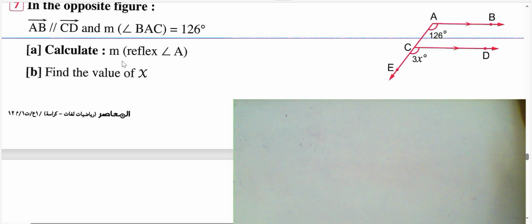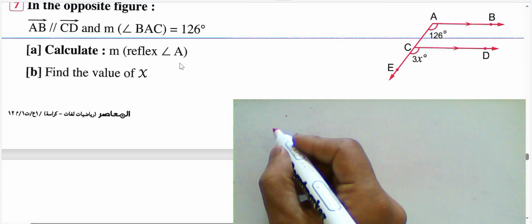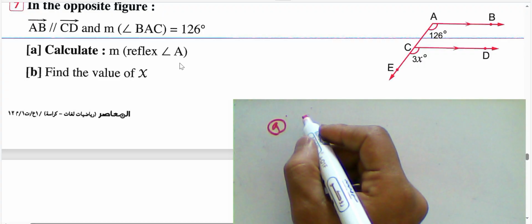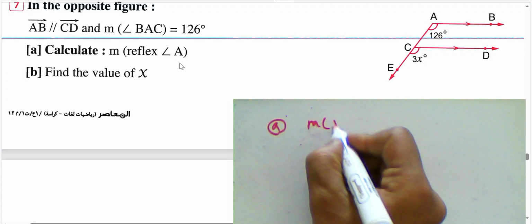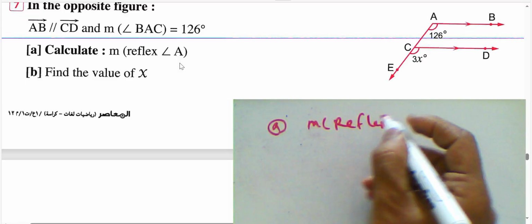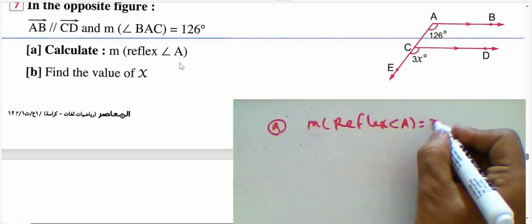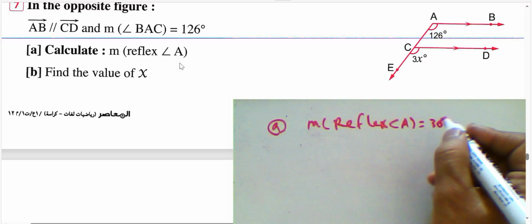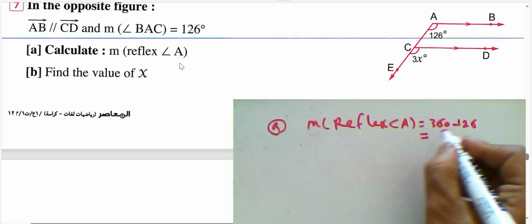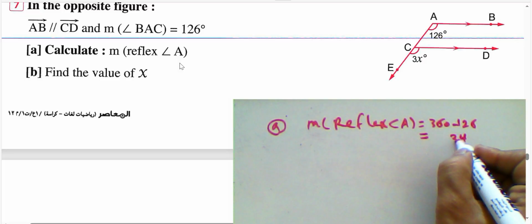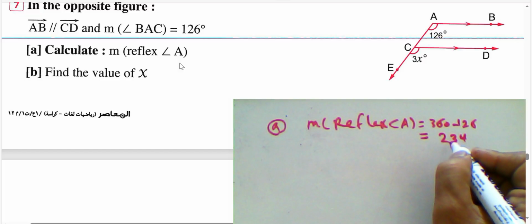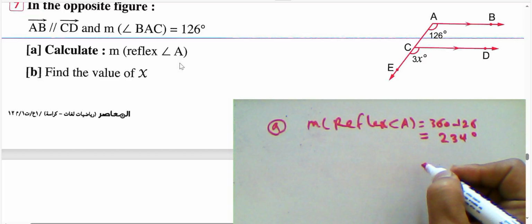This question here, you want to calculate the reflex angle of E. Measure of reflex angle E equal 360 subtract by 126. 10 minus 6 is 4 and 5 minus 2 equal 3. 3 minus 1 equal 2. It will be 234 degrees.